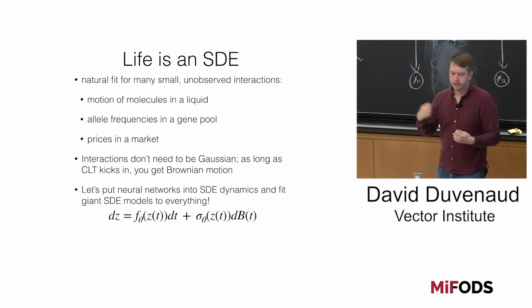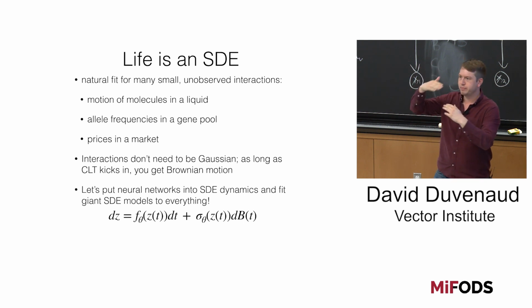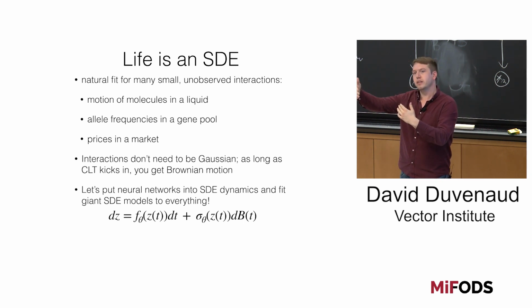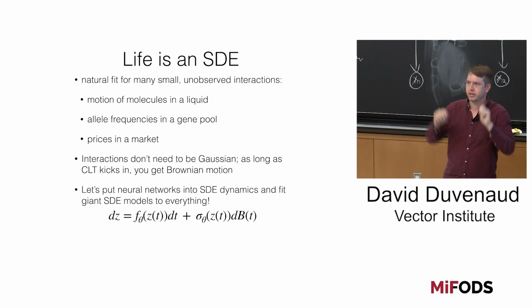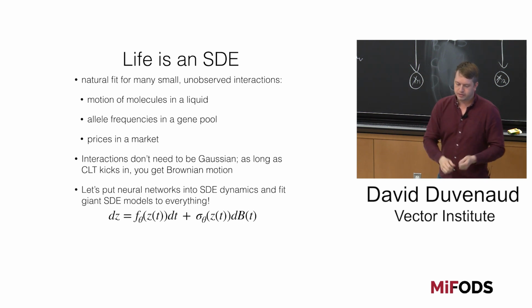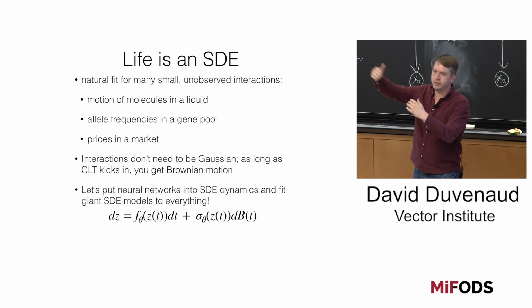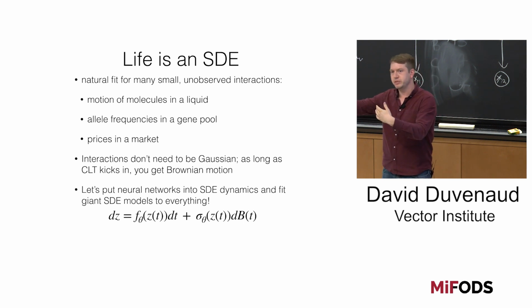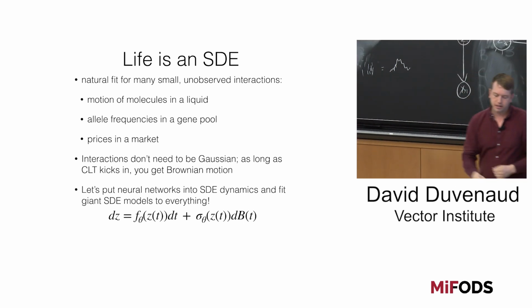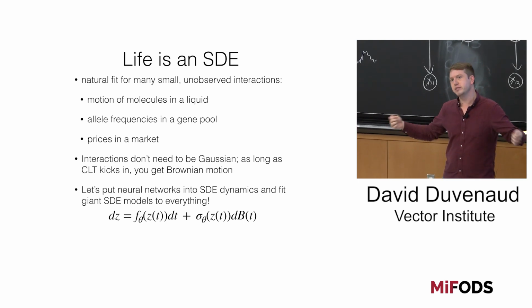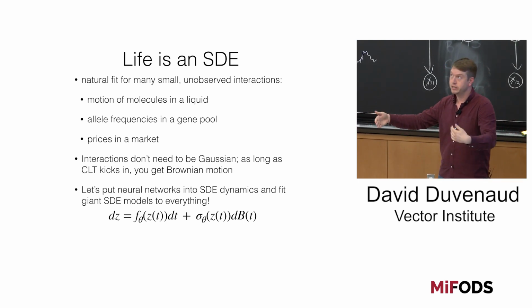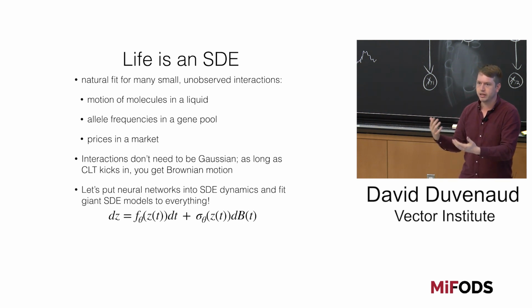Population geneticists use this to model allele frequencies in a gene pool, where every time animals mate, the relative frequency of that allele goes up in the gene pool. Trades cause prices to change in the market a little bit each time. And the nice thing is that these interactions don't need to be Gaussian, right? When an animal has kids, its allele frequency just goes up by a discrete amount. But we get the Brownian motion because the central limit theorem kicks in. So a whole bunch of different processes, when we take the infinitesimal limit, give us these Brownian motion style SDEs.